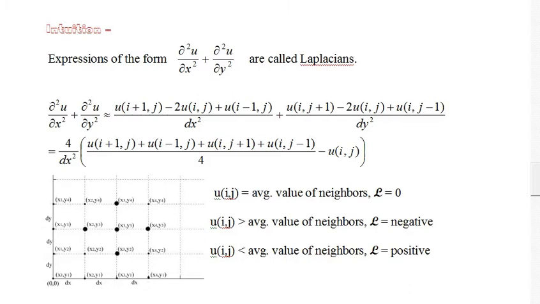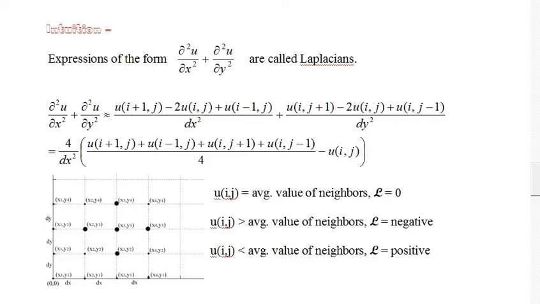Intuition. Expressions of the form the second partial derivative of a function f with respect to x plus the second partial derivative of the function with respect to y are ubiquitous in the analysis of physical systems and have been given the name Laplacians, after Pierre-Simon Laplace, a very famous French mathematician and physicist in the 18th and 19th centuries. The FDM substitution for the Laplacian can be rewritten as shown, as the difference between the value of the function u at location ij and the average of the function values at four neighboring points as shown in the diagram.